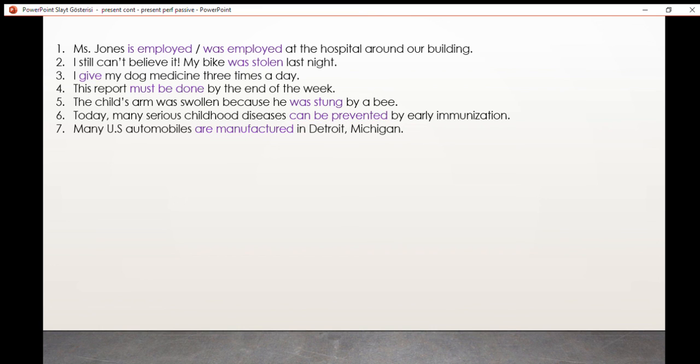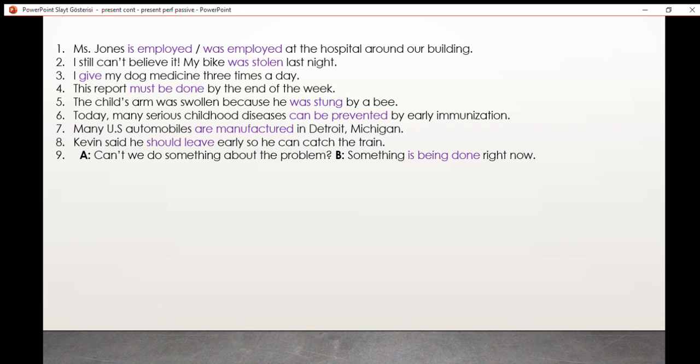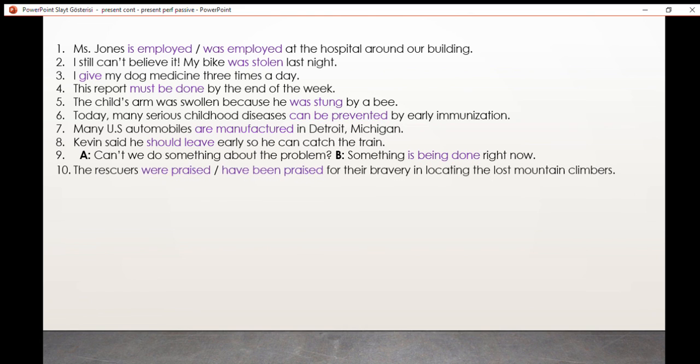Now, it depends on the context again. If they are not manufactured in Detroit anymore, then we can simply say were manufactured. Kevin said he should leave early so he can catch the train. Can't we do something about the problem? Something is being done right now, says the other person. The rescuers were praised or have been praised for their bravery in locating the lost mountain climbers.